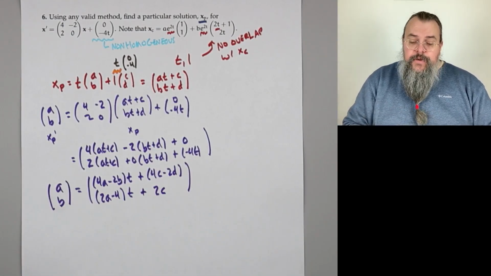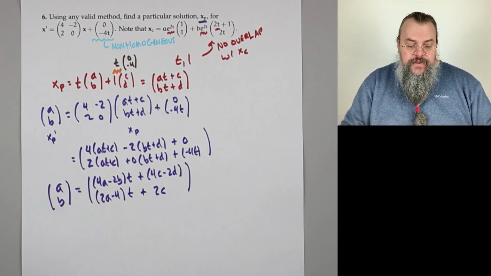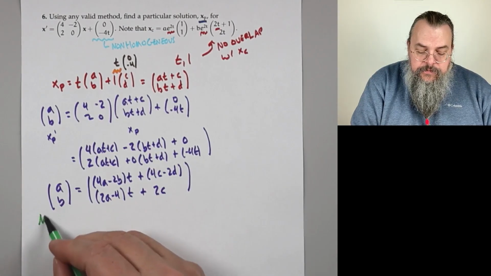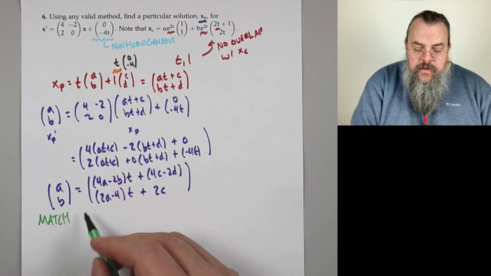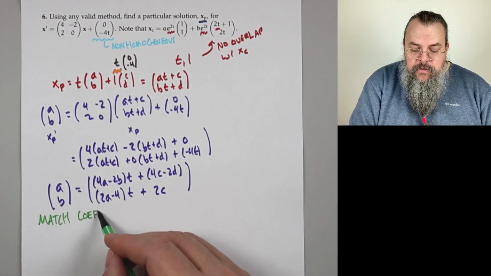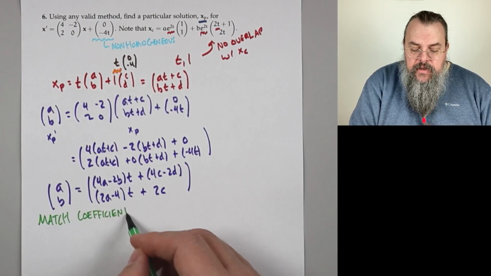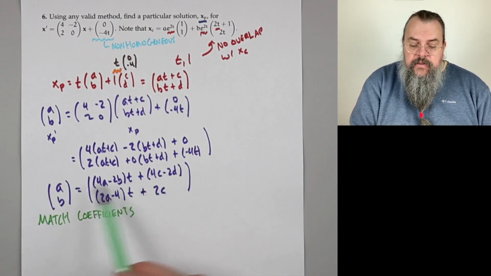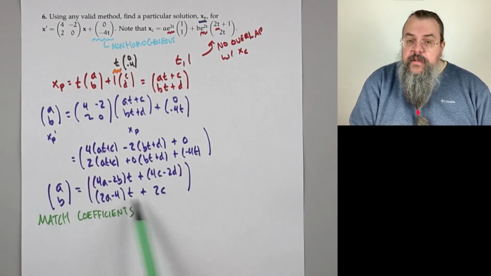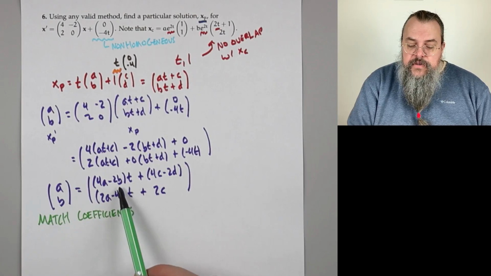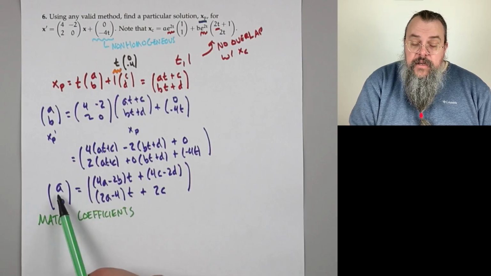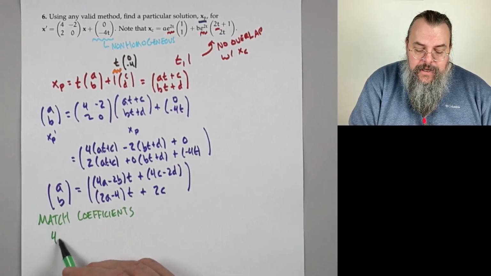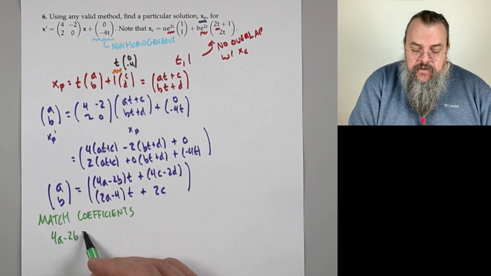Now what we do is we're going to match coefficients. So let's see what we have. Matching coefficients, we get the following. So what I mean is we're going to say, look, the coefficient for t has to match the coefficient for t. The constant has to match the constant. And same thing for the other entry. So the coefficient for t is 4a minus 2b equals 0, because there is no t. So 4a minus 2b has to equal 0.